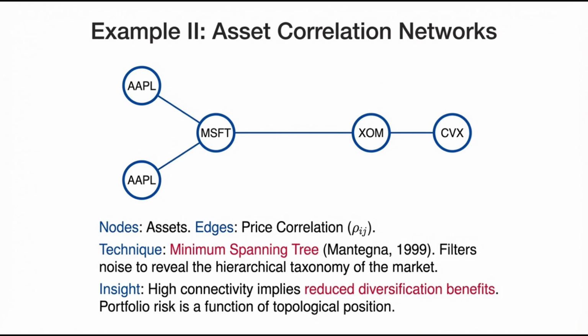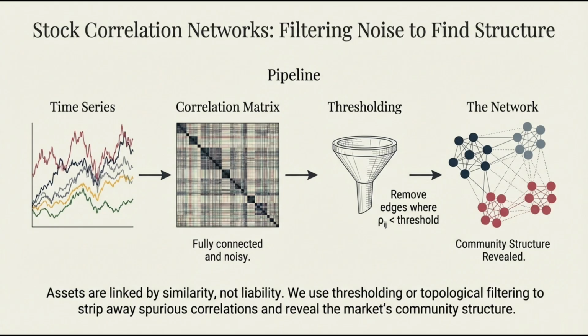The idea is to filter out noise from a fully connected correlation matrix so that we can reveal the market's hidden hierarchy. Think of it this way. Diversification works best when your assets do not all move together. But if many assets are highly connected in a correlation network, your portfolio may be more concentrated than it appears. So portfolio risk is not just about what you own, but where your assets sit in the topology of the market.